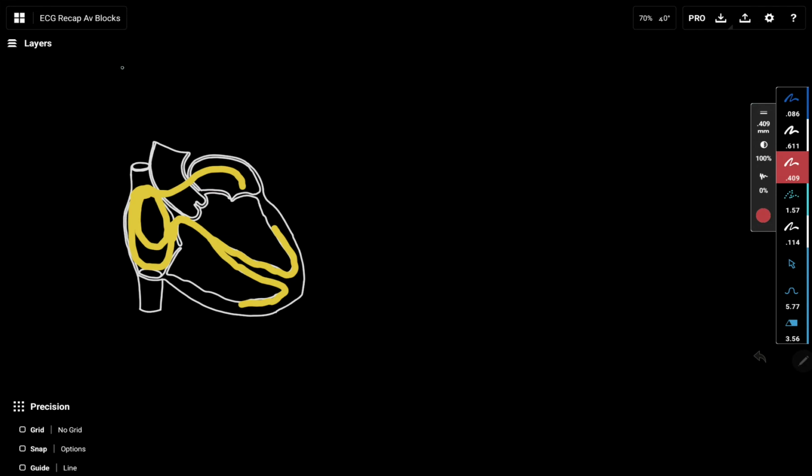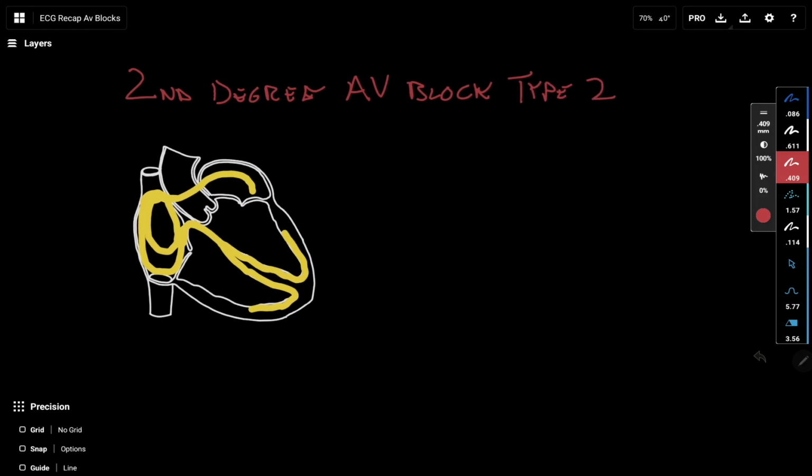A natural follow-up from this would be to talk about our second degree AV block type 2, also known as your Mobitz 2. So what happens during your AV block when you're doing your Mobitz 2?